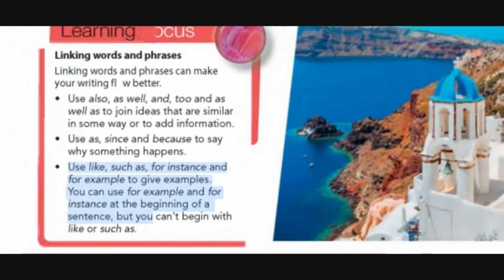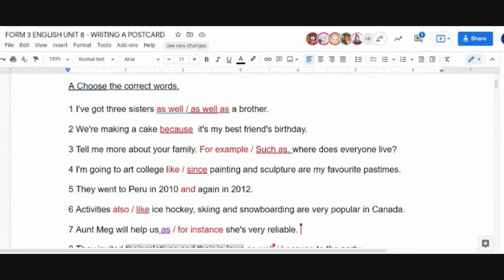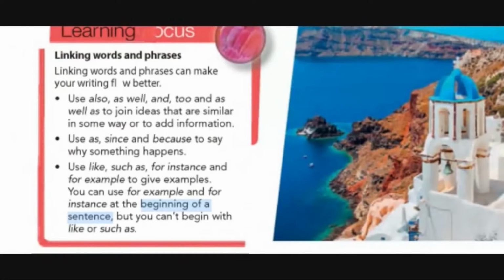Look at these points again. Use like, such as, for instance, and for example to give examples. You can use for example and for instance at the beginning of a sentence, but you can't begin with like or such as. Do you think the answer is for example or such as? Do you know what is beginning of a sentence? The first word that we use to begin a sentence, maybe?